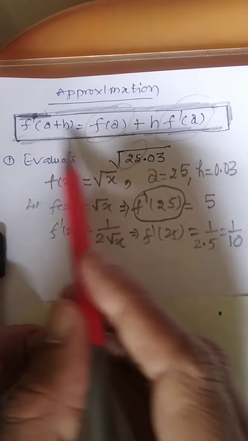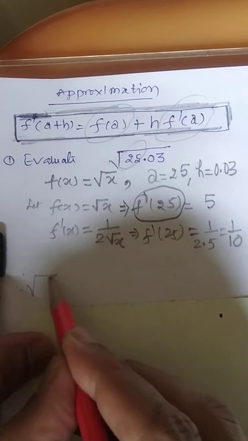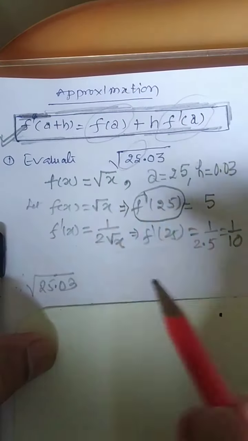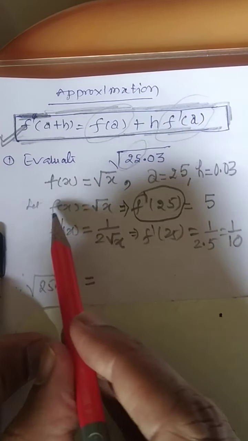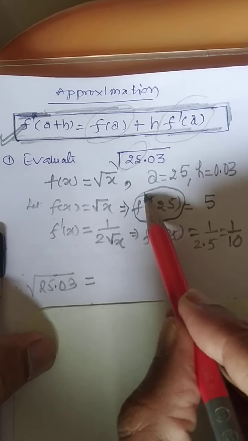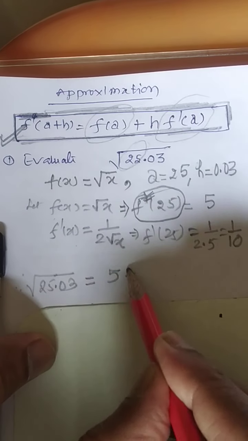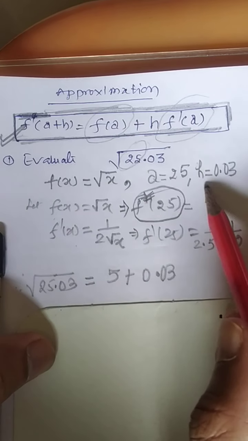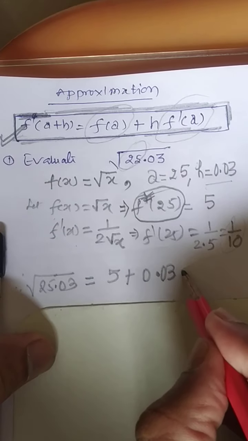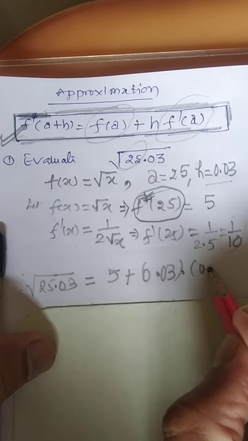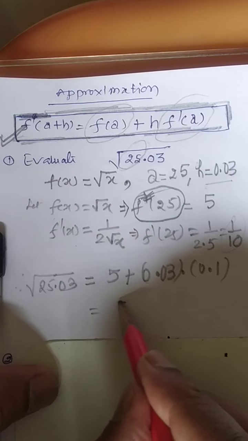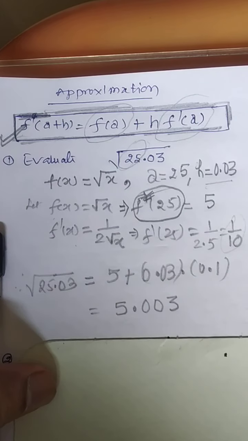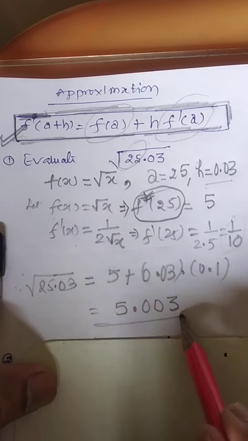Now replace these values in the expression. Therefore square root of 25.03, always make a habit of writing this definition and replacing the value. F of a, it will be 5, plus the value of h is nothing but 0.03, times 1 by 10, which is nothing but 0.1. If you simplify and calculate, you will get the answer as 5.003. Clear? So this is a way of evaluating the things.